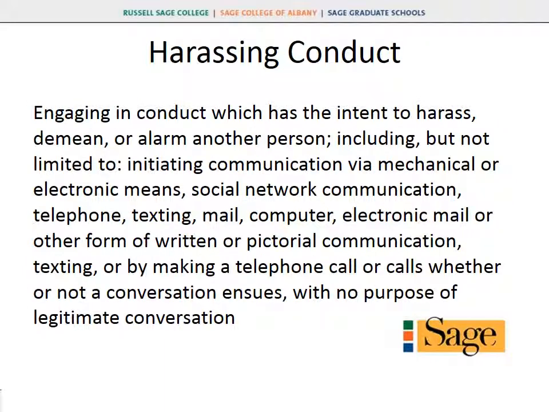Harassing conduct. Engaging in conduct which has the intent to harass, demean, or alarm another person, including, but not limited to, initiating communication via mechanical or electronic means, social network communications, telephone, texting, mail, computer, email, or other form of written or pictorial communication, texting or making a phone call or calls whether or not conversation ensues with no purpose of legitimate conversation. This policy states that Sage students are responsible for their conduct on social networking sites like Facebook, Twitter, Tumblr, and Instagram, and that they will be held accountable for harassment that occurs on the internet.